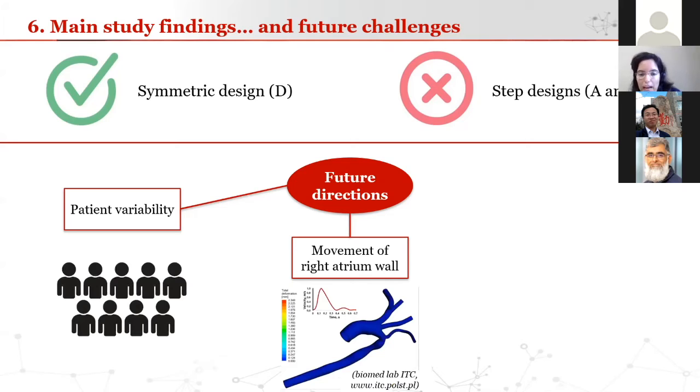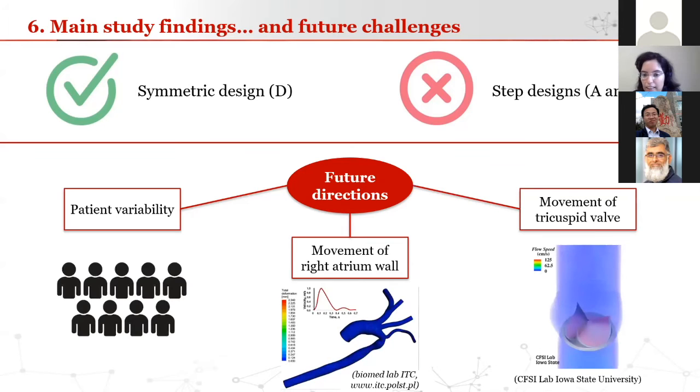Also, we need to take into account the movement of the right atrium wall. In this case, it was assumed fixed, but in reality, it moves with every pulsatile flow coming in and out. So we need to account for this behavior. Here I have an example of another vessel, and this is the deformation of the wall as flow goes by. So you can imagine how movement of the right atrium wall will have an impact on blood flow through it.